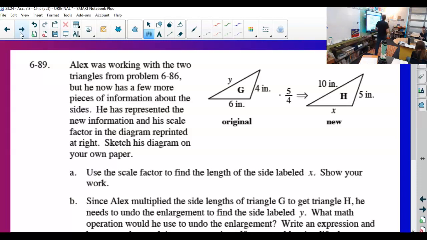So, like, the first one that we saw, if we know the scale factor is 5/4, so I guess if you want to use decimals, you can use 1.25, that's fine. How could we figure out x and y here? So turn to your teammates, talk about how can we figure out x and y here. I want us to try to only use multiplication. Sorry, let's also say that. Let's only use multiplication.